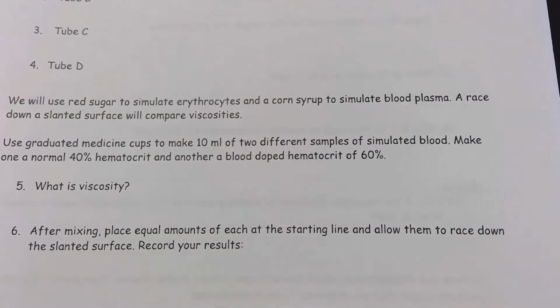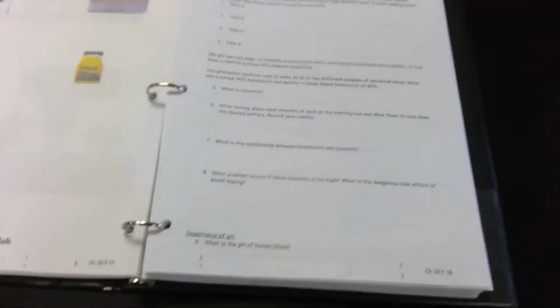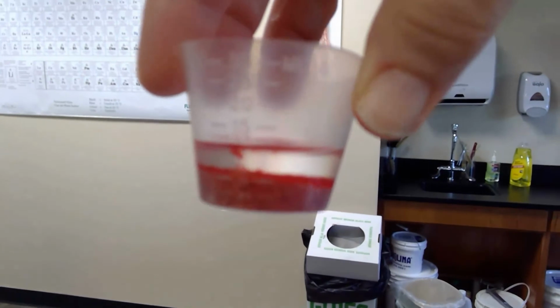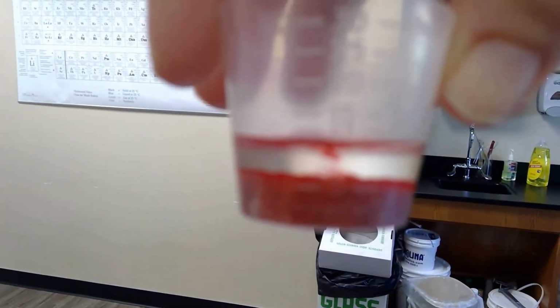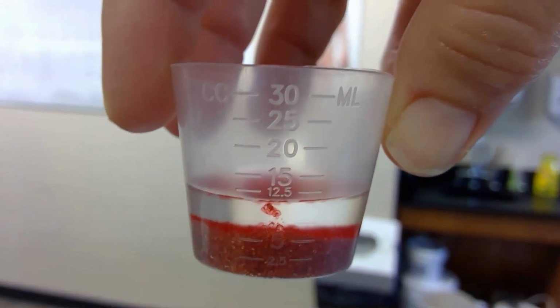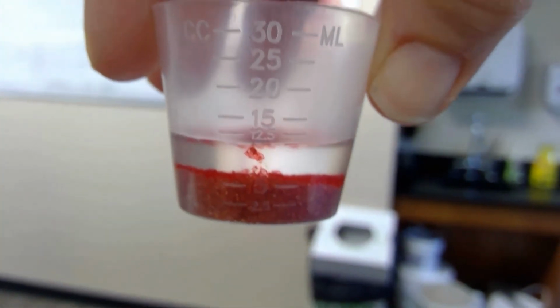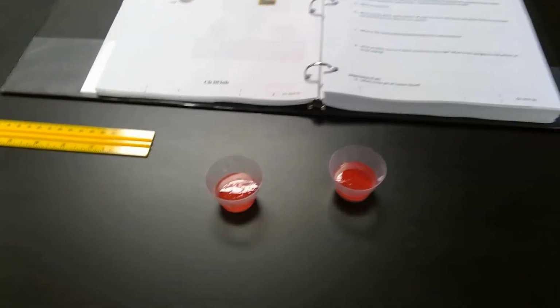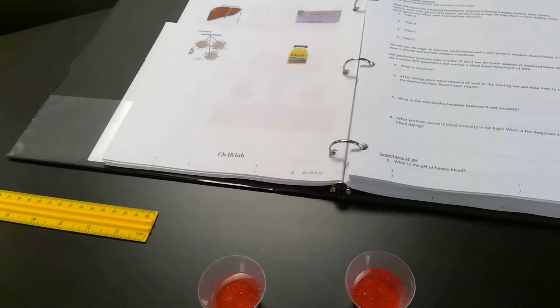The other one, we want a 60% hematocrit. So that means 60% is red blood cells. And it always has to add up to 100%. So 60% is red blood cells. The other 40% is plasma. So in this cup, I put the sugar, which represents the red blood cells, up to the line with a 6. Then I put the corn syrup, which represents the plasma, up to the line with a 10. So now I'm going to stir these up to get them mixed, and then we're going to pour them out to see what their viscosity or thickness is like.